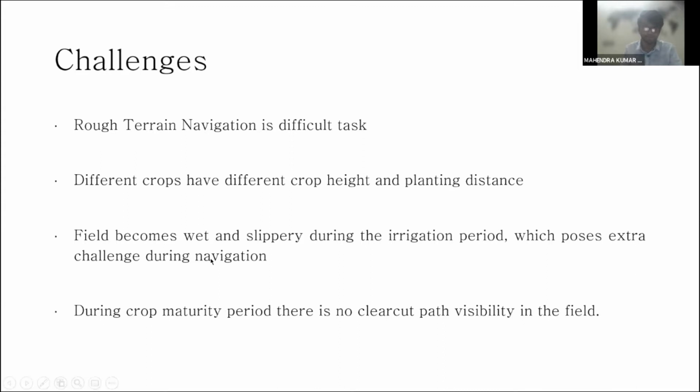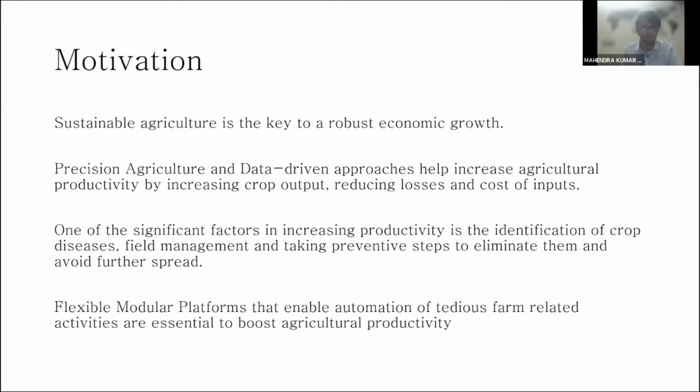At the same time, because of different crop heights, a particular kind of robot cannot do all the tasks in different kinds of crop height and field environment. So why did we start to work on our agriculture robot?